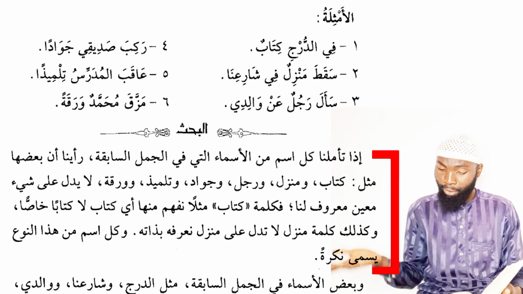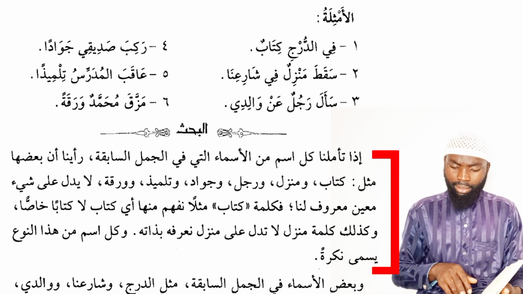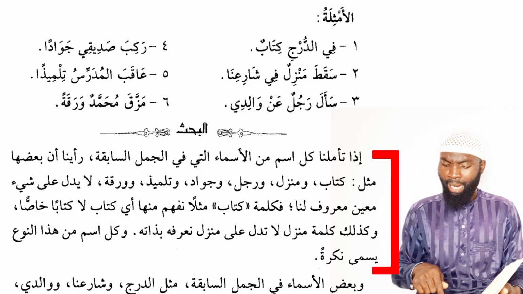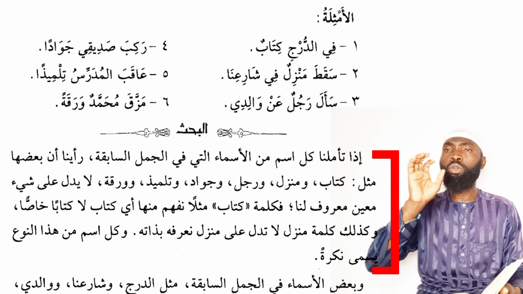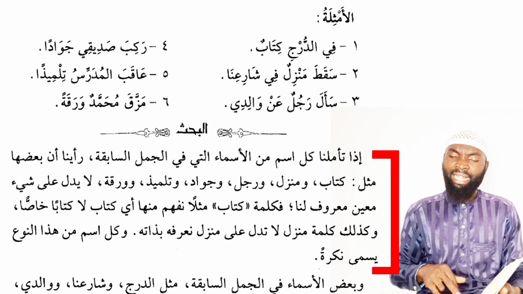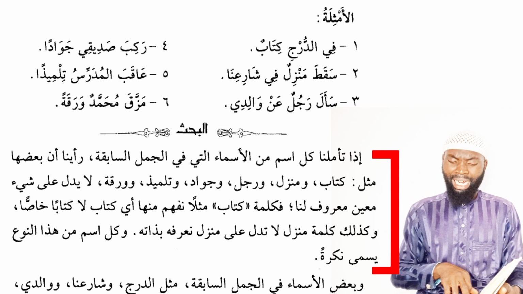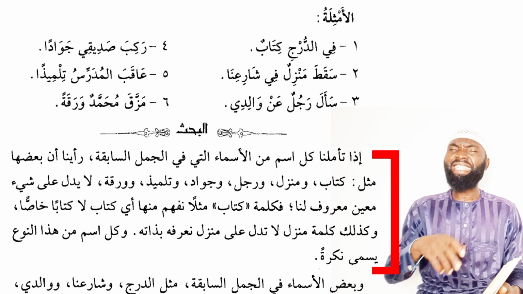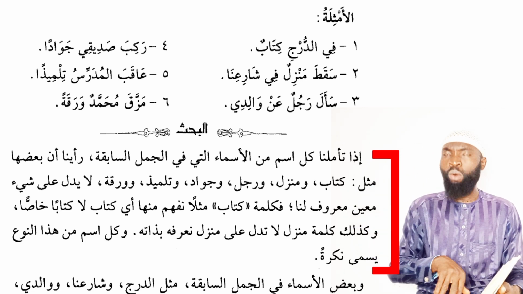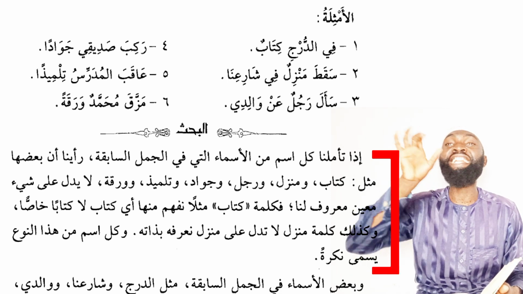Because the word kitabun means any book, manzilun a house, rajulun a man, jawadun a horse. Take the word kitabin, for example: nafhamu minha ayya kitabin. We understand from this word that it could be any book, not a specific book. The same thing for the word manzil, a house. It does not point to a house we know by itself. It is not saying a particular house which you know. And every noun under this category is called nakira, indefinite.